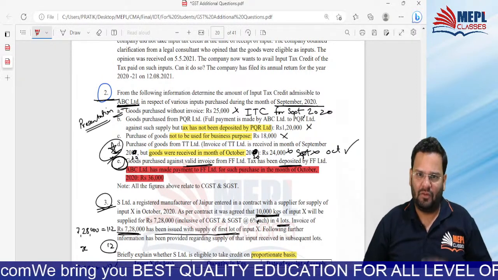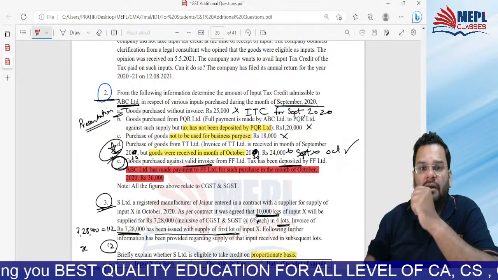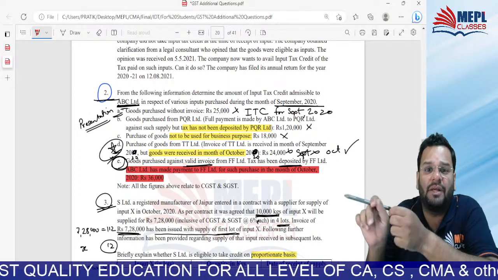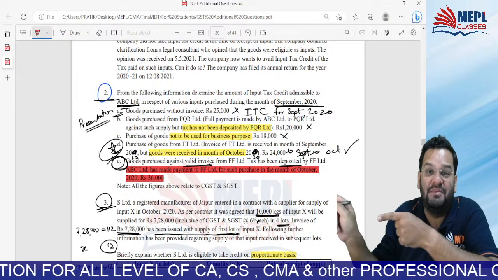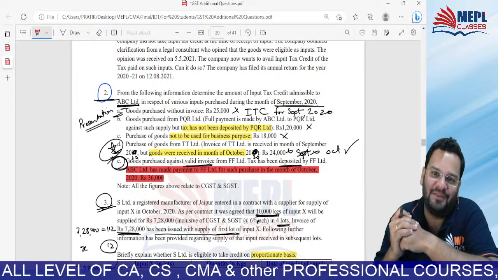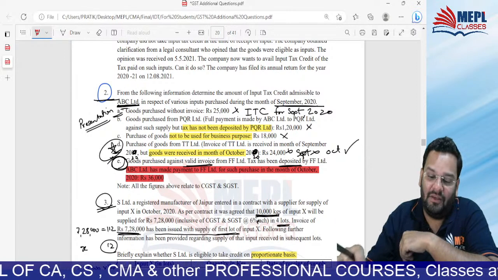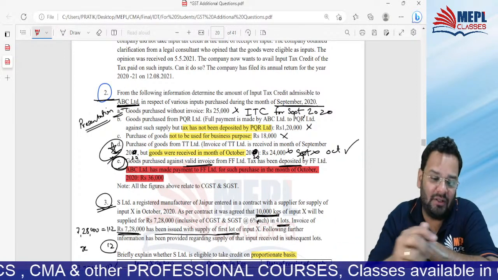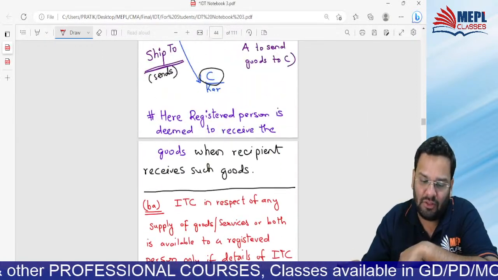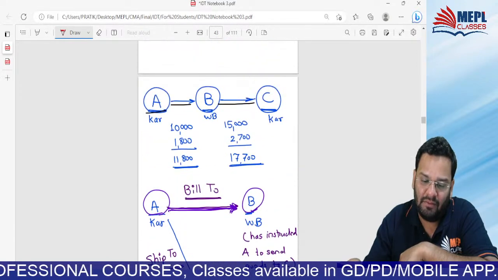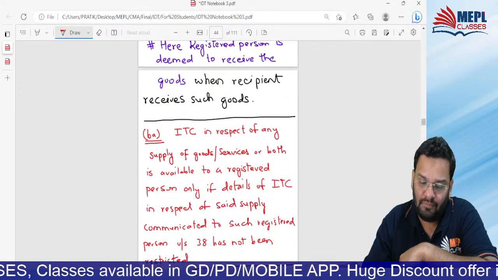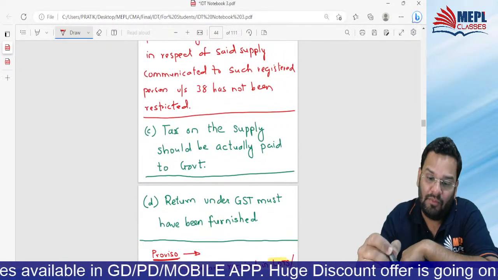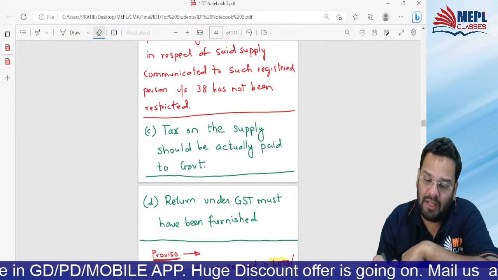Got it? Was there any condition that the recipient of supply should make payment to the supplier immediately? There was no such condition. See, if you are getting confused with the condition that tax on the supply should be actually paid, then what did I tell you? What did I tell you? Tax on the supply should be actually paid.